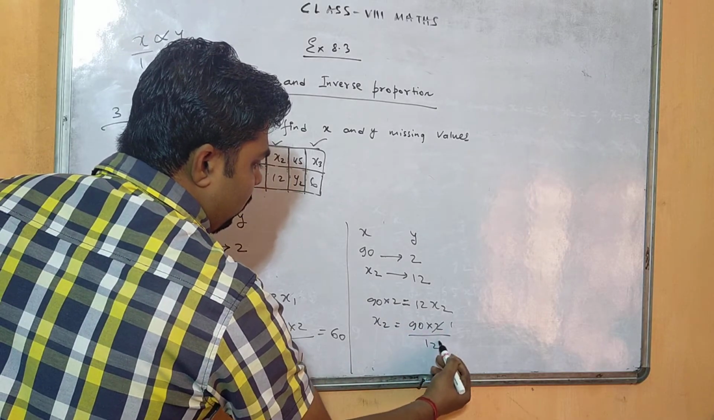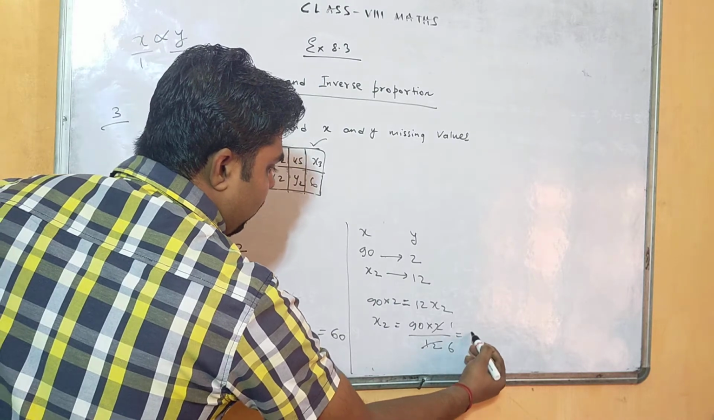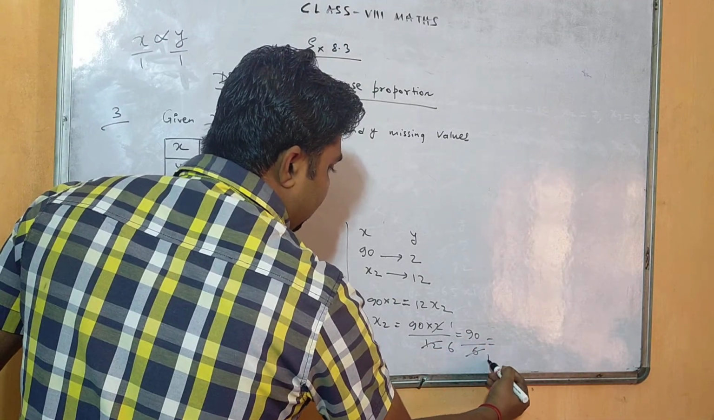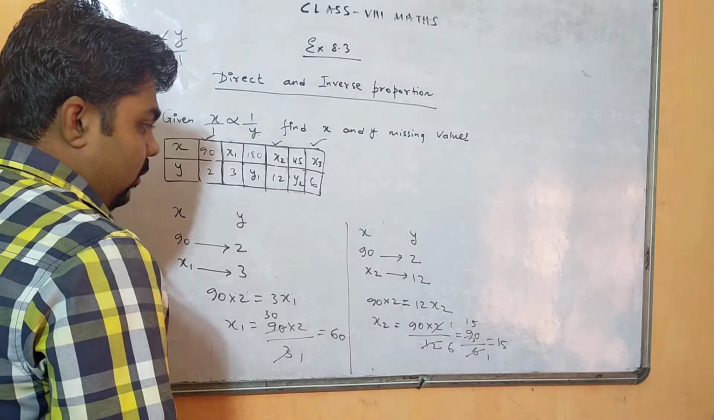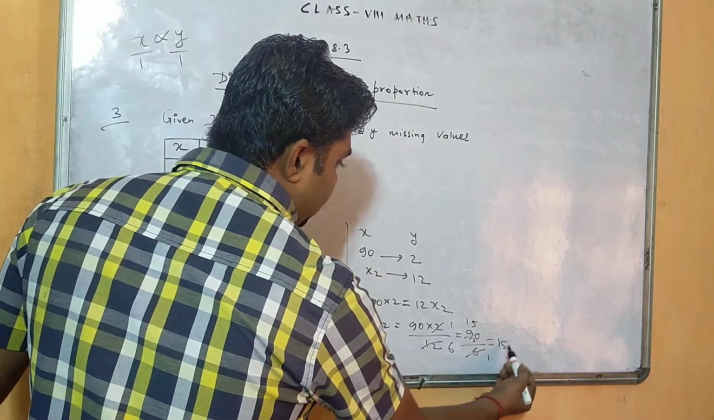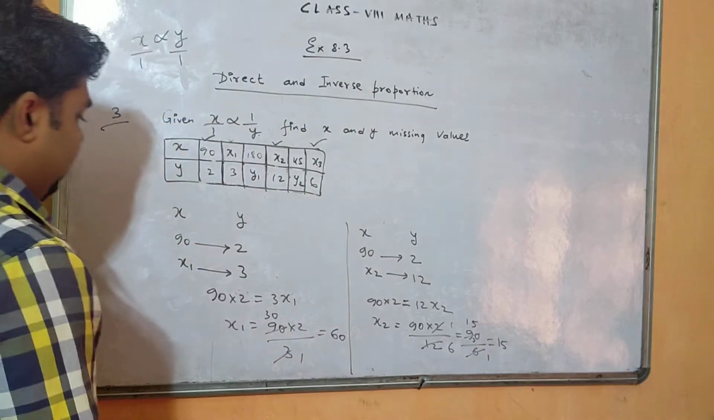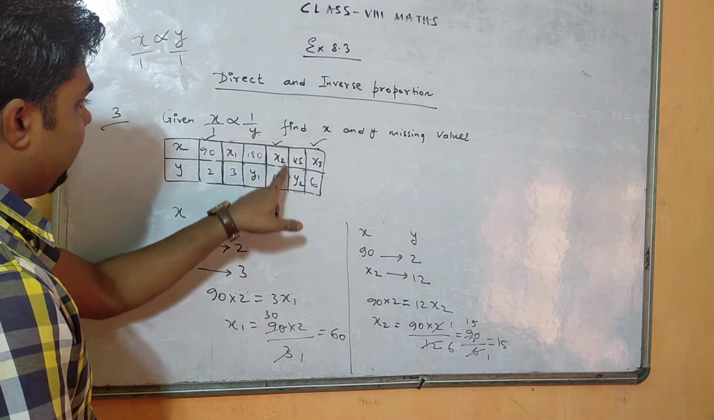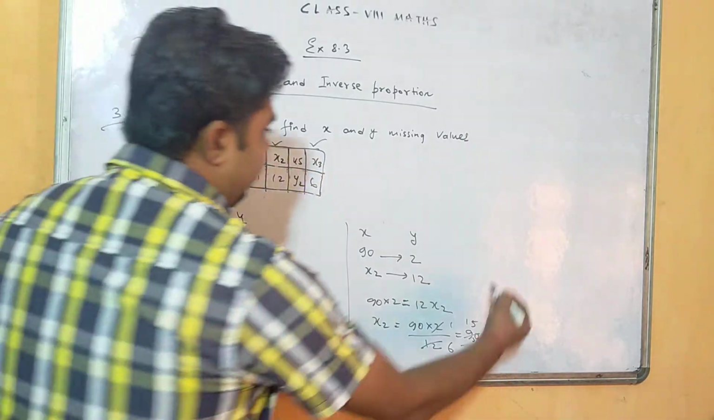So 2 1s are 2, 2 6s are 12. So what will we get here? 90 by 6. Again we can simplify. If I cancel by 6, 1s are 6, 3, 6 1s are 6, 6 5s are 30. So what is the x2 value? 15 here, right? So likewise, we got the value of x1, and we got x2. Next we have to find x3.